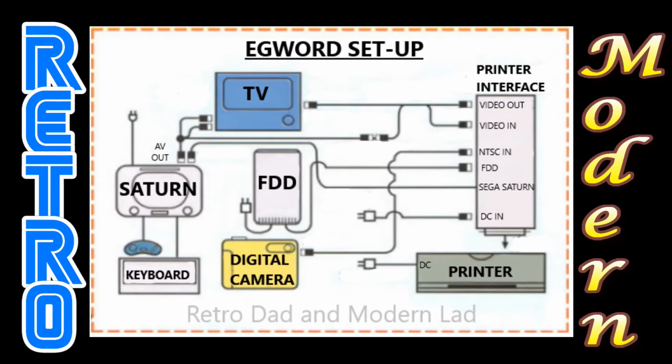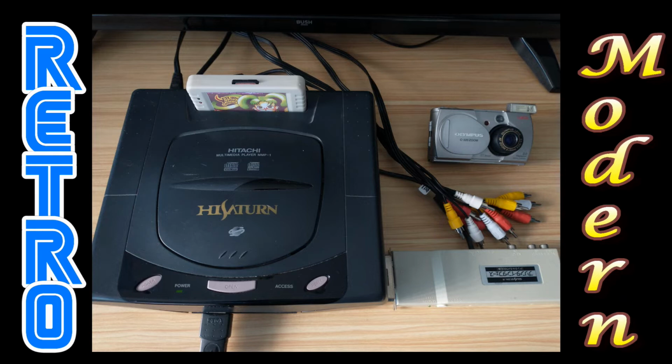Equipment you will need are a Sega Saturn, the Egword 2.0 printer interface, a digital camera from the 1990s with video out, a Saturn composite cable, and either the original extender cable that comes with the Egword 2.0 interface, or if, like me, it never came with one, you'll need 2 composite cables with 3 male connectors on each end. You will also need a way to save the pictures. The best methods are either a Saturn floppy disk drive or a Saturn Gamers cartridge, which I am using, that allows saves to be saved to an SD card.